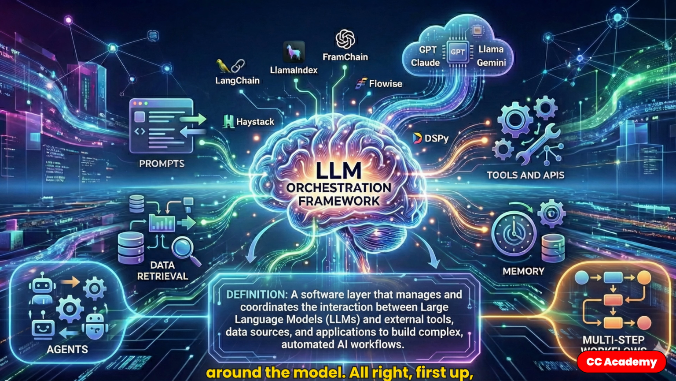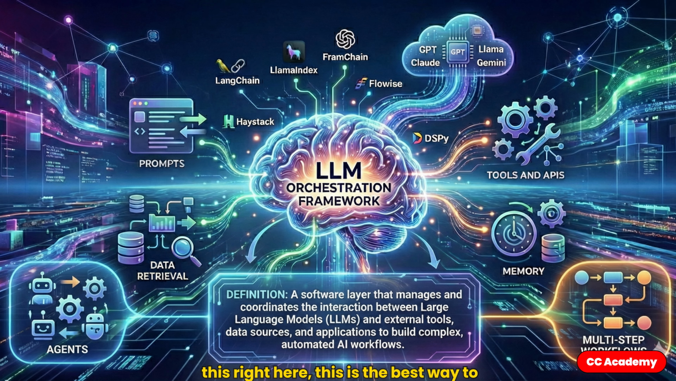All right, first up, let's define what we even mean by the AI's back-end brain. So what is it exactly? At its core, an LLM orchestration framework is a specialized kind of software. Its whole job is to build, manage, and automate all those complicated workflows that an AI needs to actually function in the real world. You can think of it as the conductor of an orchestra, making sure every single part plays together in perfect harmony.